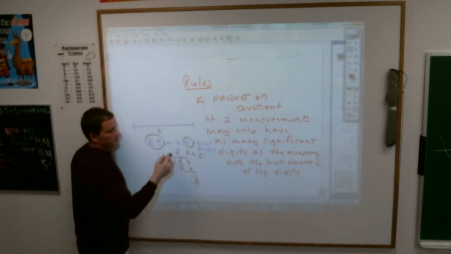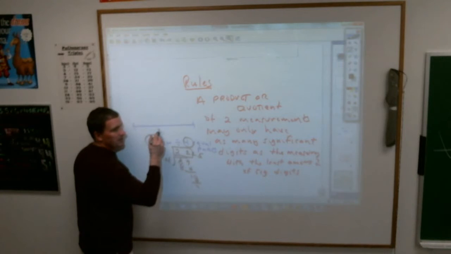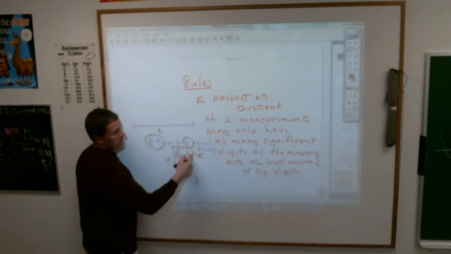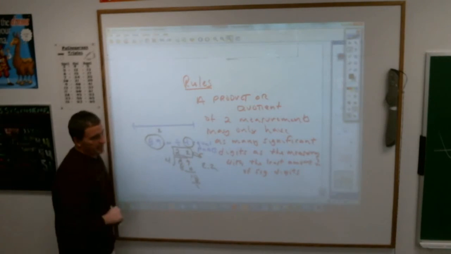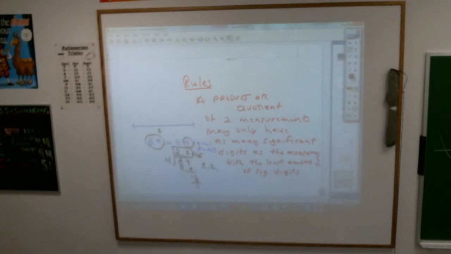It doesn't matter in this case, but the only answer I'm allowed to have is 2.2, because I can only have 2 significant digits in it. I forget all about this stuff. If this would have been a 5, I'd have rounded it to 3, but 2.2 is the answer to that. So you can round, yes, got it.